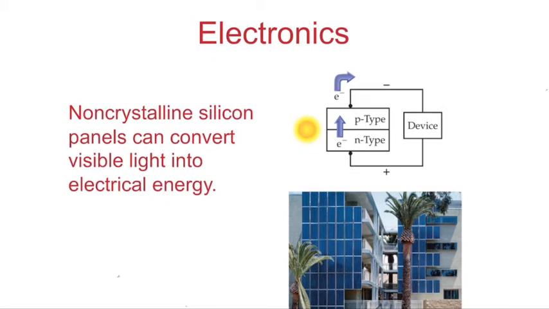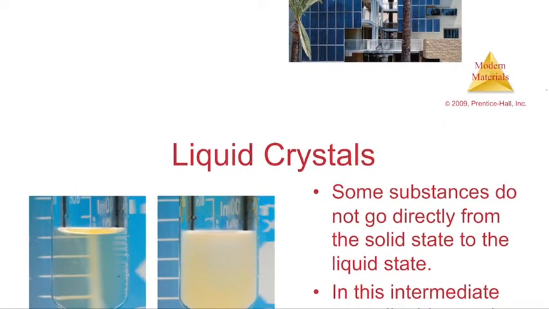Okay, so there are other applications too. By using these types of semiconductors together, you can make electricity flow. So this is an example of solar panels, so non-crystalline silicon panels which convert visible light into electrical energy. So as light shines on one type of semiconductor, it will force electrons to flow towards a second type, and then that will allow you to connect it to your calculator or to your water heater or whatever you would want. Another really useful one is liquid crystals.